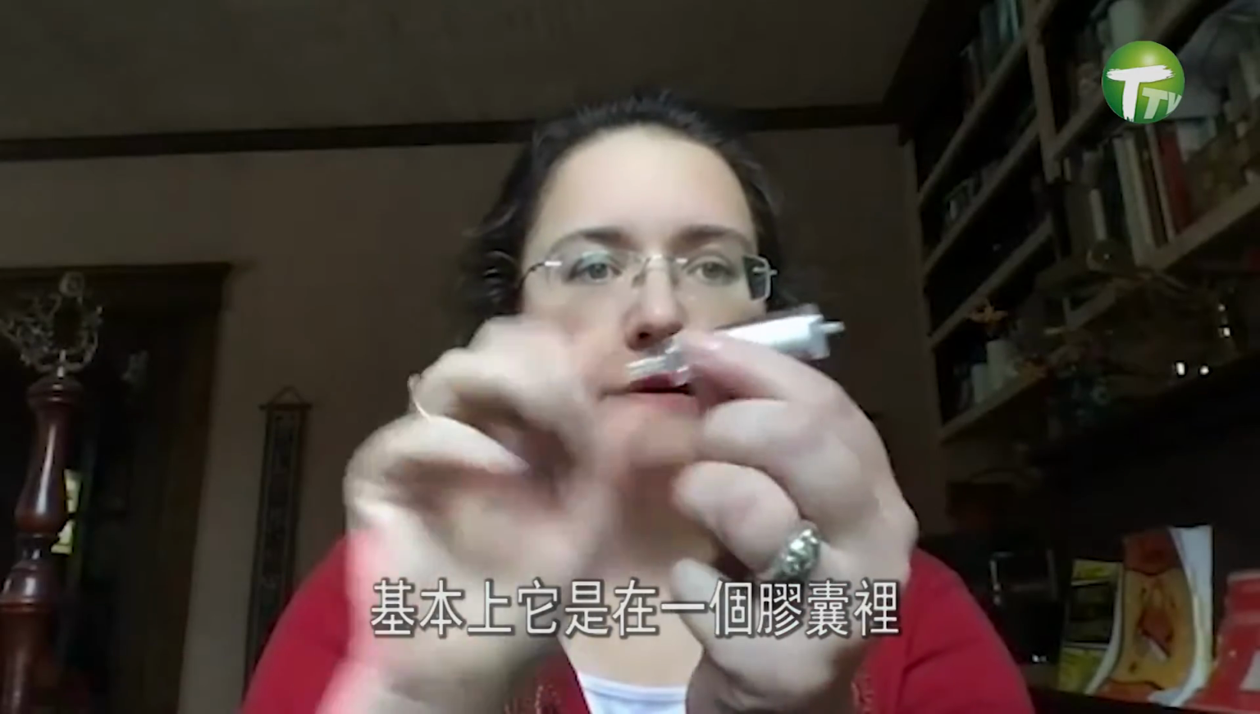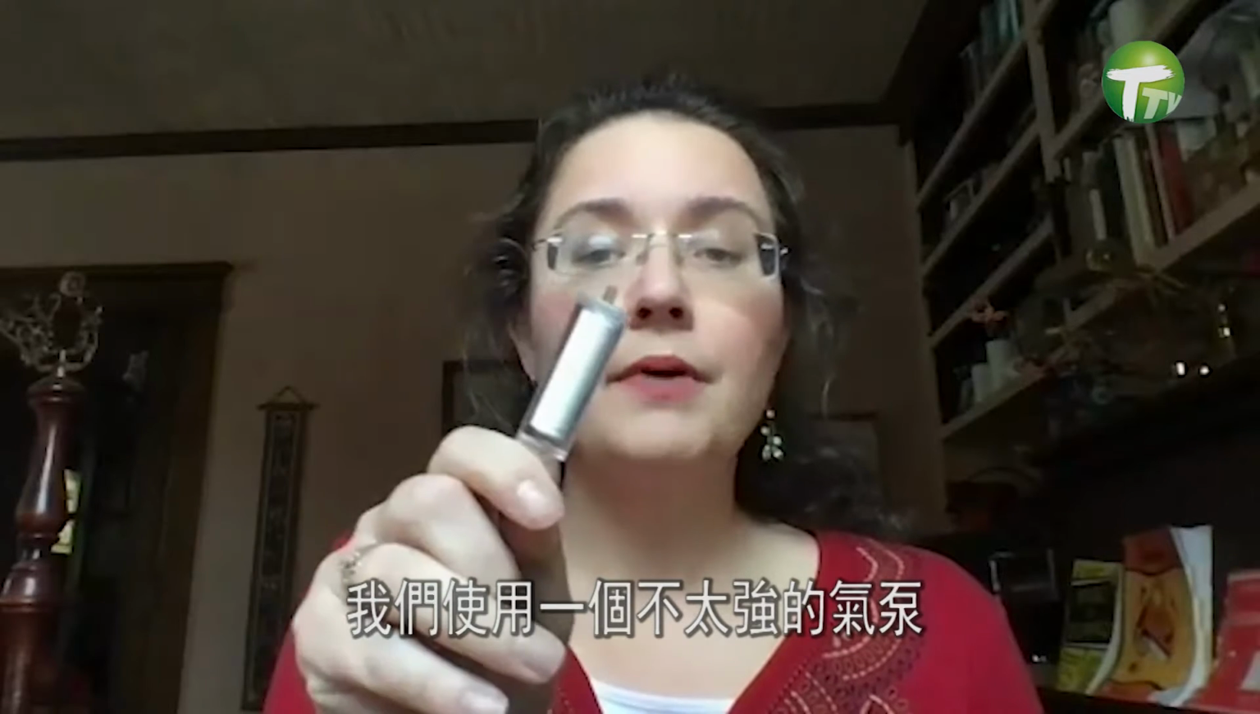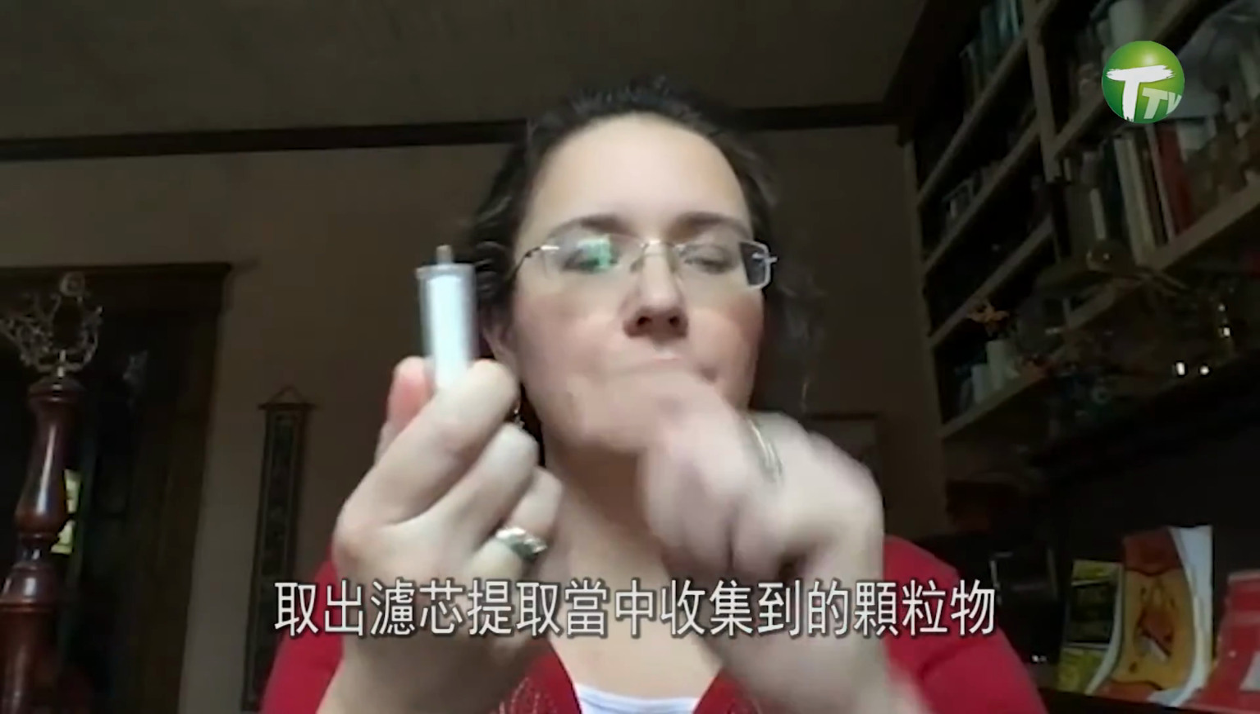It's basically a very tiny filter inside a little plastic capsule. We normally use these for filtering water to remove particles from water, but it just pulls air through one end, out the other using a very low power pump. And anything that's in the air that's a particulate bit of material gets trapped on the filter. And then we can quite literally crack them open in our lab and remove that piece of filter, and we can extract whatever particulate matter has been caught from the filter.